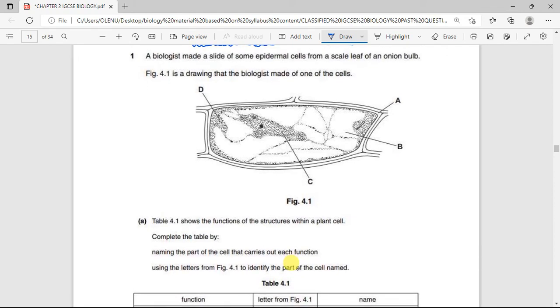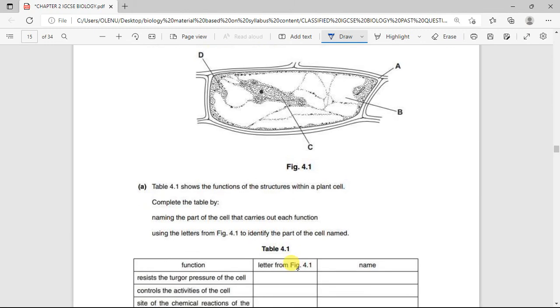Here, the first question is: a biologist made a slide of some epidermal cells from a scale leaf of an onion bulb. Figure 4.1 is a drawing that the biologist made of one of the cells. Table 4.1 shows the function of the structures within a plant cell. Complete the table by naming the part of the cell that carries out the function and using letters from figure 4.1 to identify the part of the cell named.